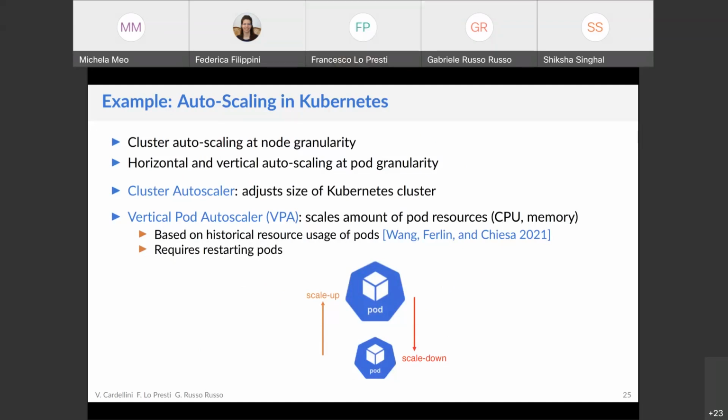But just to recall what I said before, if you consider the cost of elasticity, in this case you have a reconfiguration cost, because each time you scale up a pod, Kubernetes restarts that pod. So you have a time required to have a new pod up and running.